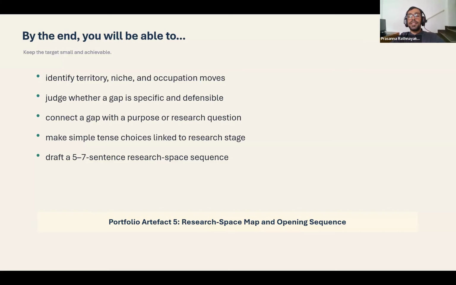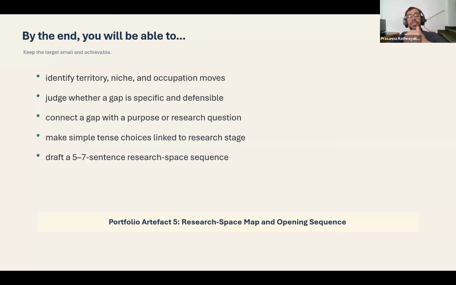It is a research space map plus an original and revised sequence of 5 to 7 sentences. Your artifact will allow you to show your thinking without asking for a complete chapter or an article section. This is deliberate. We are building one reliable part of the introduction first. I'm not going to guide you through the entire introduction, but I'm going to guide you through the thinking process that you have to manipulate in your reader, and you will decide how you are going to do it. All right.